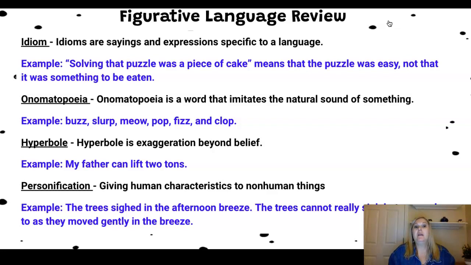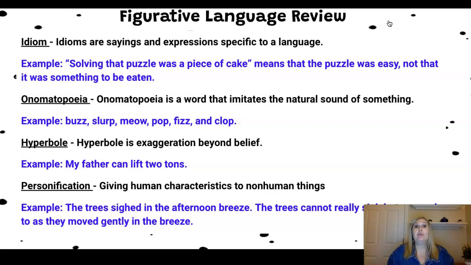Okay. Onomatopoeia is a word that imitates the natural sound of something. For example, buzz, slurp, meow, pop, fizz, clop. Those are all examples of onomatopoeia. Okay? Hyperbole is an exaggeration beyond belief. My father can lift 2 tons. There are 1,000 people calling my name. You're just exaggerating. So a hyperbole is an exaggeration.